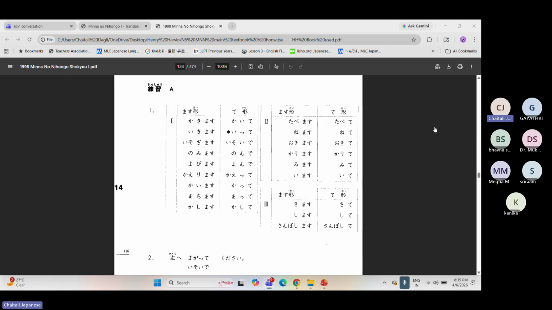Okay, has everyone gone through the chart? Any doubts? Do we have any doubts? Any doubts, guys? Are we clear?